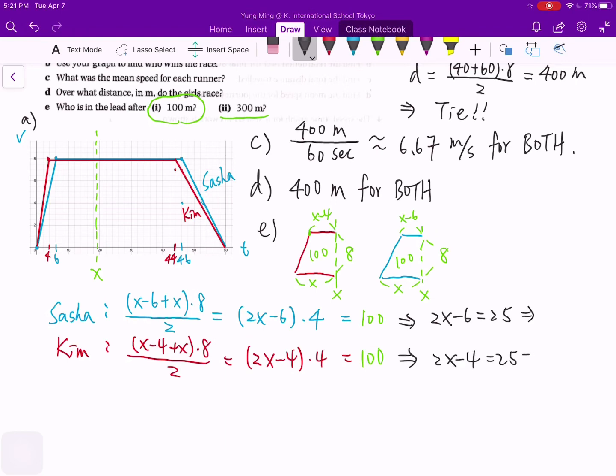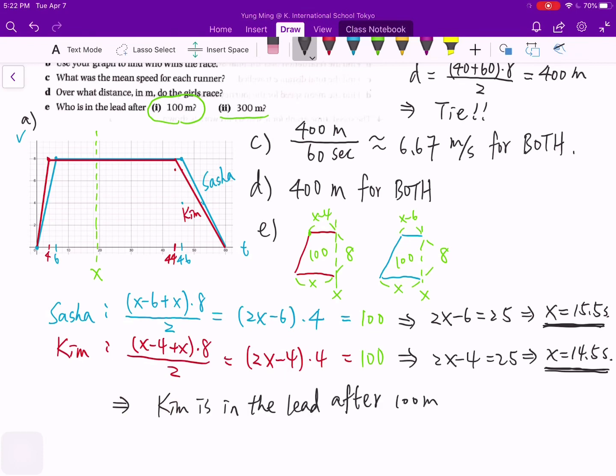Right? So for each one of them, the first one you get x equals 15.5 seconds. Second one you get x equals 14.5 seconds. Okay, as you can see, it actually takes Sasha longer to reach 100 meters than Kim. Kim only takes 14.5 seconds to reach 100 meters. So in this case, your answer will be Kim is in the lead after 100 meters.